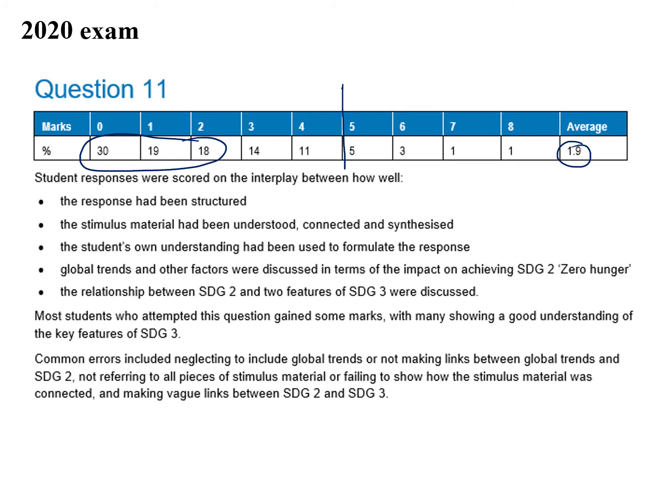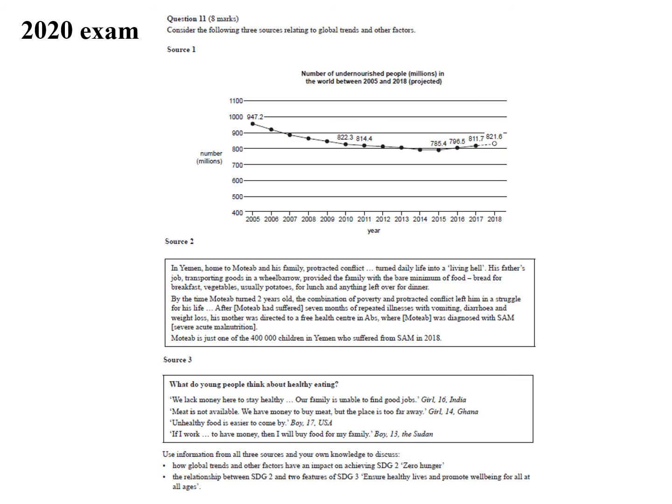Again, it was marked on how well it was structured. The stimulus material and students' own understanding was really important for this question, particularly to do with the global trends and other factors. They had to talk about SDG 2, and then the relationship between SDG 2 and 2 key features of SDG 3. Okay, so lots of things that this question was asking. I'm just going to show how you would break down, or the key things to look for in this question.